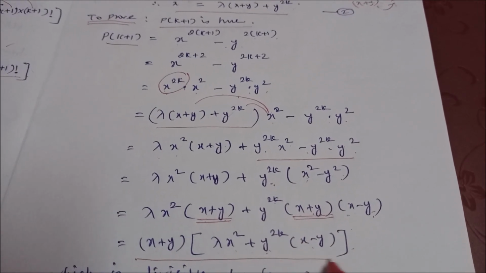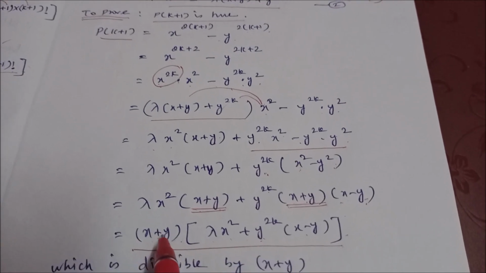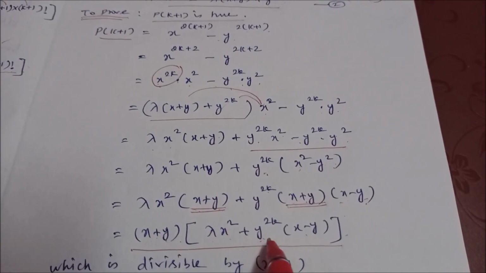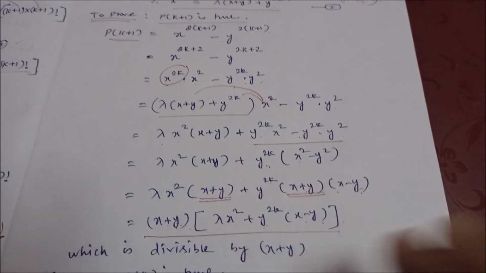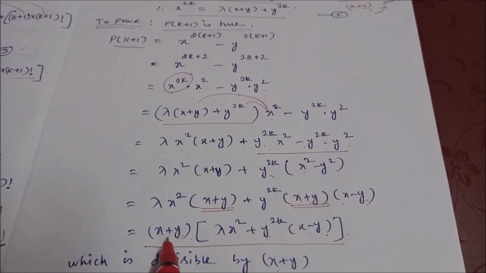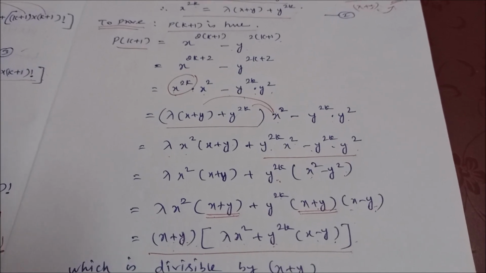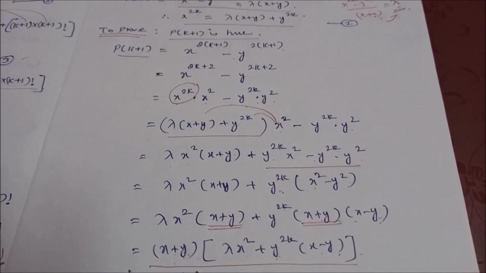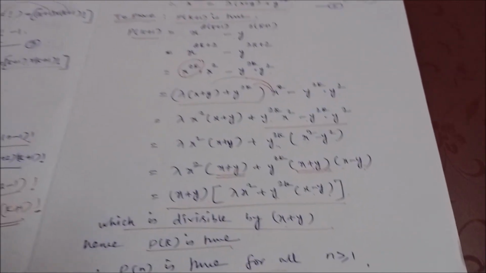It means that it is divisible by x + y. x + y and λx² + y^(2k)(x − y) are both factors, so it is divisible by x + y. x + y is the factor, so it is divisible by x + y. Hence P(k) is true. P(n) is true.